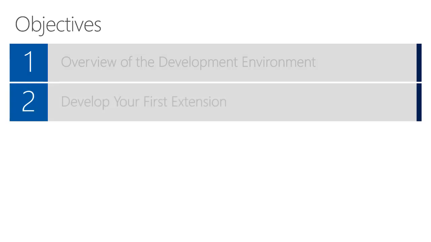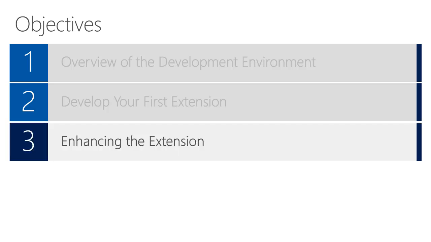Also in part one of this video, we've covered all of the AL object types that you need to know about, and you built your first extension for Business Central. The third objective shows a few ways to enhance your extension.